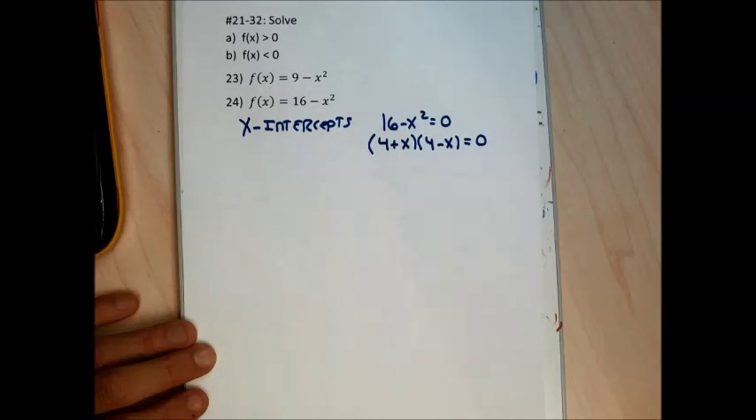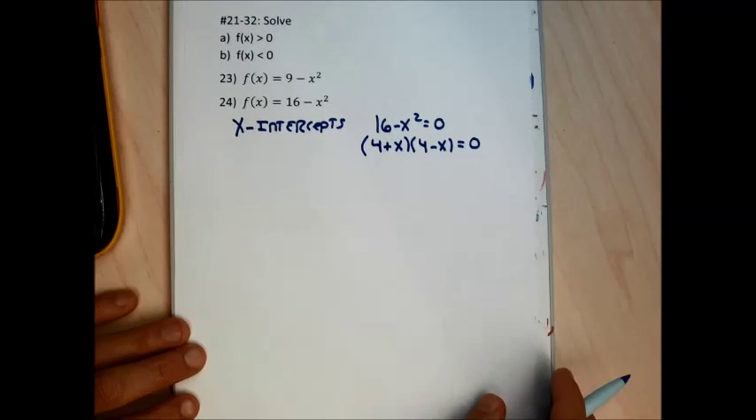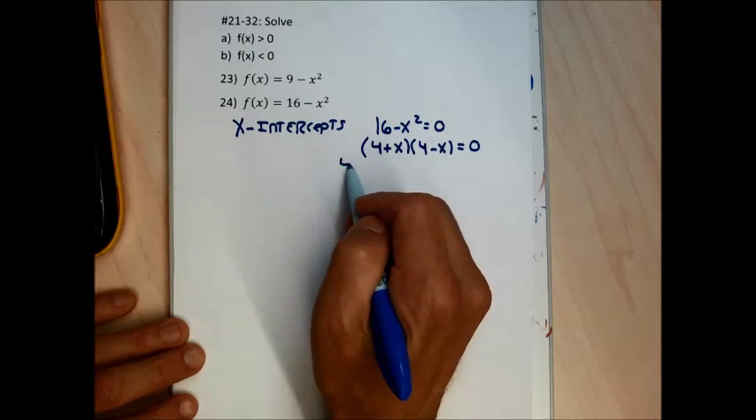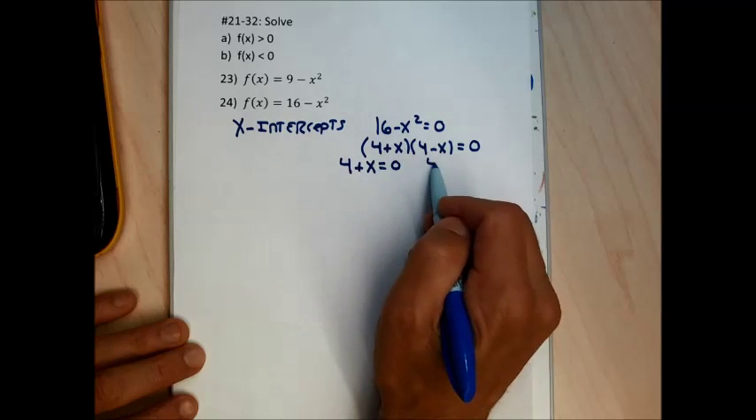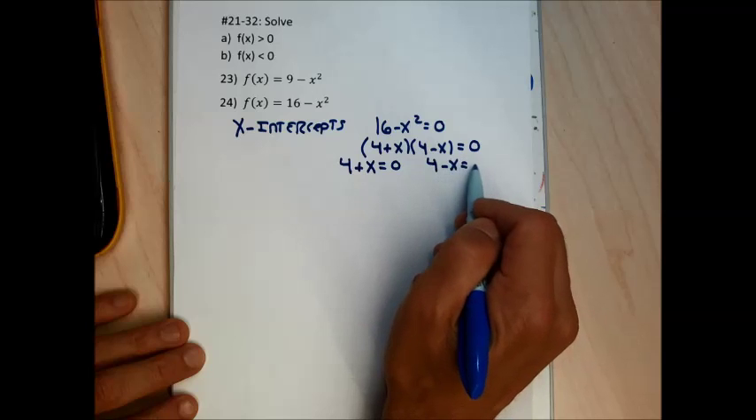My problem 24 factors just like your problem 23 factors. Mine factors into 4 plus x times 4 minus x equal to 0. So I'm not spending a lot of time talking about factoring. Hopefully your factoring skills are decent. Once I have it factored, I can split it up and set each factor equal to 0.